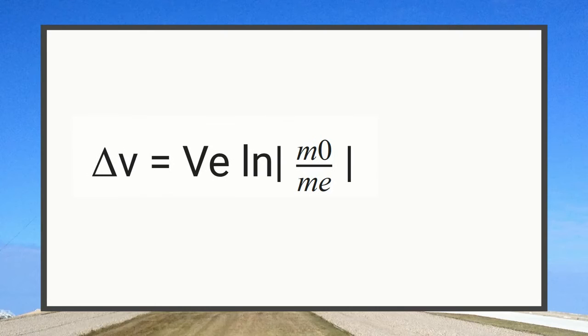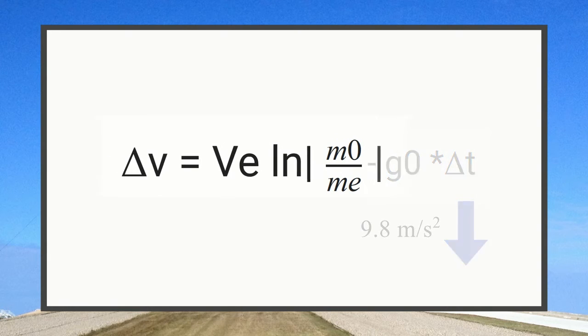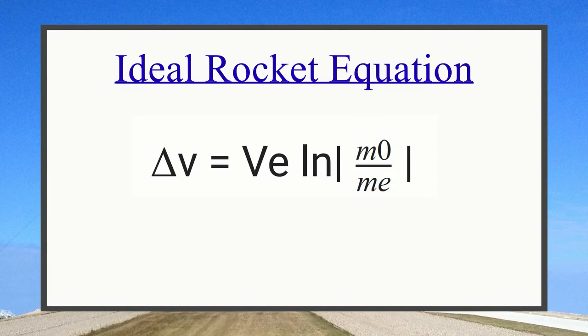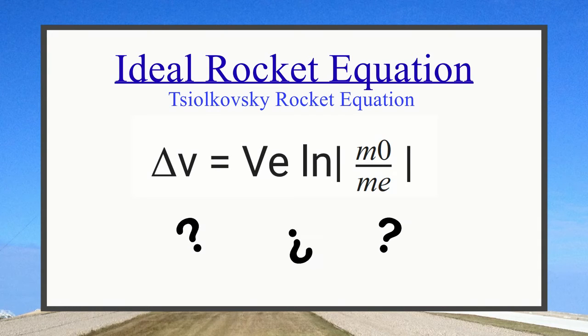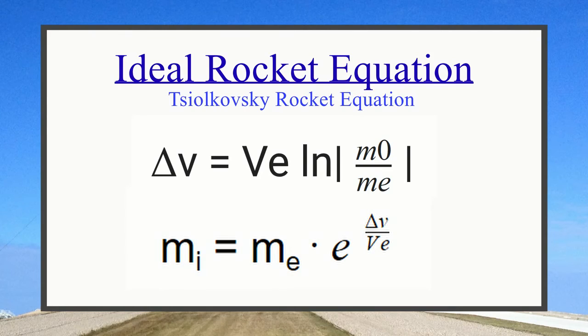Now, if we want to include the force of gravity, we just subtract g naught multiplied by delta t, as gravity is constantly accelerating the rocket downward for the duration of the burn. This is the ideal rocket equation, also known as the Tsiolkovsky rocket equation. Now that we have this equation, what can we do with it? Well, we can use it to find what change in velocity will occur with a certain initial mass and final mass, or if we rearrange the equation, it can be used to determine how much fuel is necessary to complete a specific maneuver.